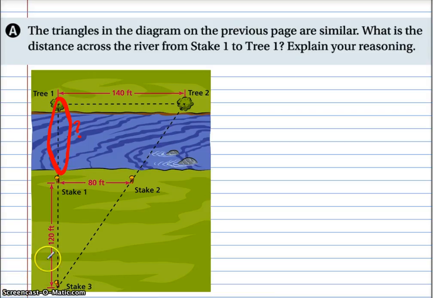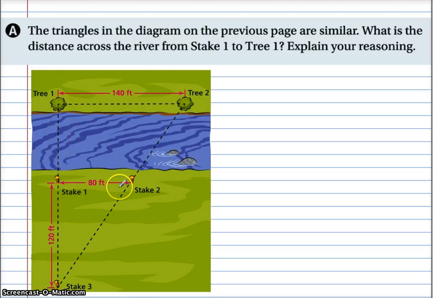Now I have 120 feet so far. So all I need to know is the rest of this distance, or maybe even the total distance, and I could take away 120. If I knew how far tree 1 was all the way to stake 3, I could just subtract stake 1 to stake 3. I could just take that away and I'd be left with what I'm looking for. Okay. So again, we identified our two triangles.